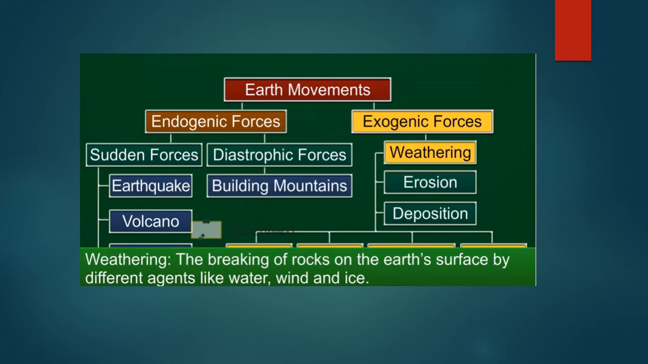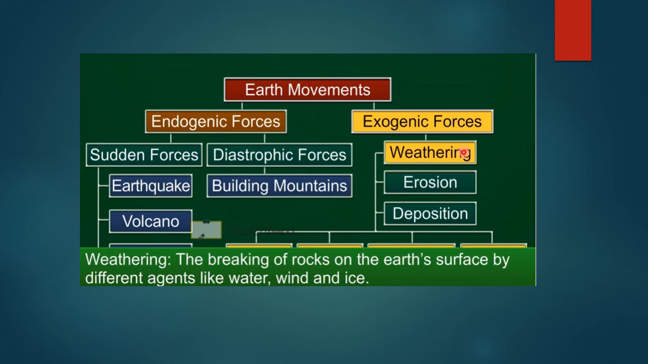Okay children, now let us look into another force which acts on the earth, that is called exogenic force, which acts on the surface of the earth. Endogenic was inside the earth's surface. On the surface of the earth, which are the forces which are acting? There are three forces which are acting: weathering, erosion, and deposition.